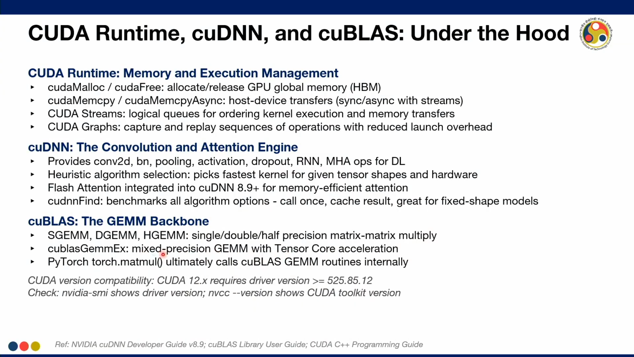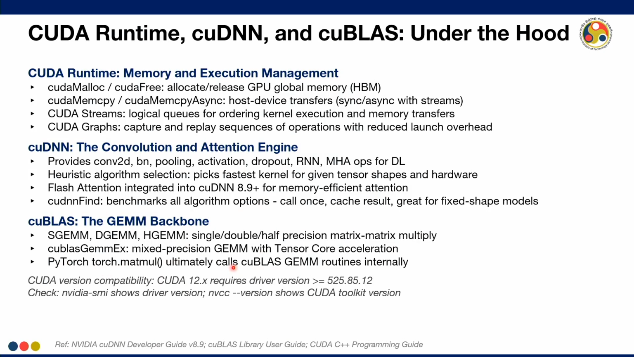Similarly, you have cuBLAS, where single precision, double precision, or half precision matrix multiply kernels are defined. So these are the backbones of all the AI algorithms that you see nowadays. And then you also have mixed precision cuBLAS GEMM execution, through general matrix multiplication with tensor core acceleration, where you want to achieve speedup through mixed precision. This type of implementation is also there. Here is just an example, torch.matmul, which we call in PyTorch. Essentially that ultimately calls the cuBLAS GEMM routines internally from the library, and it runs in the best possible way for the target hardware, right?